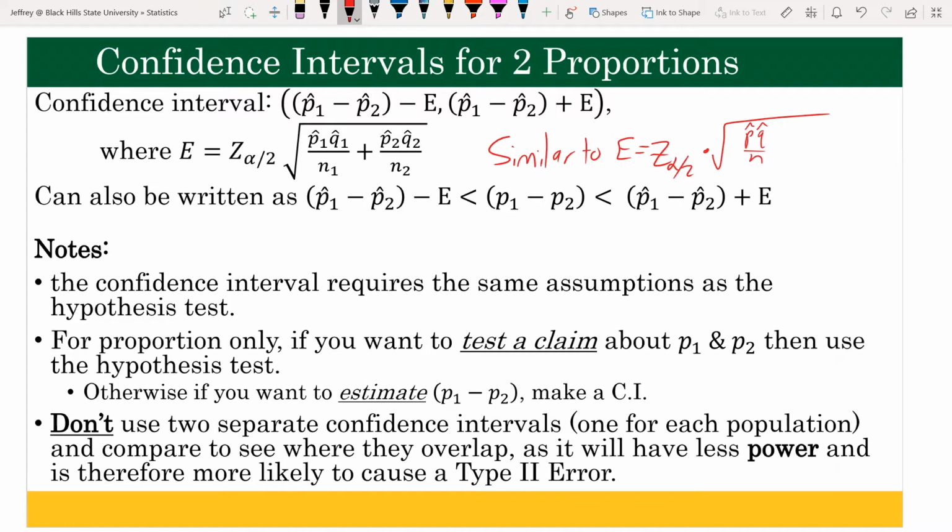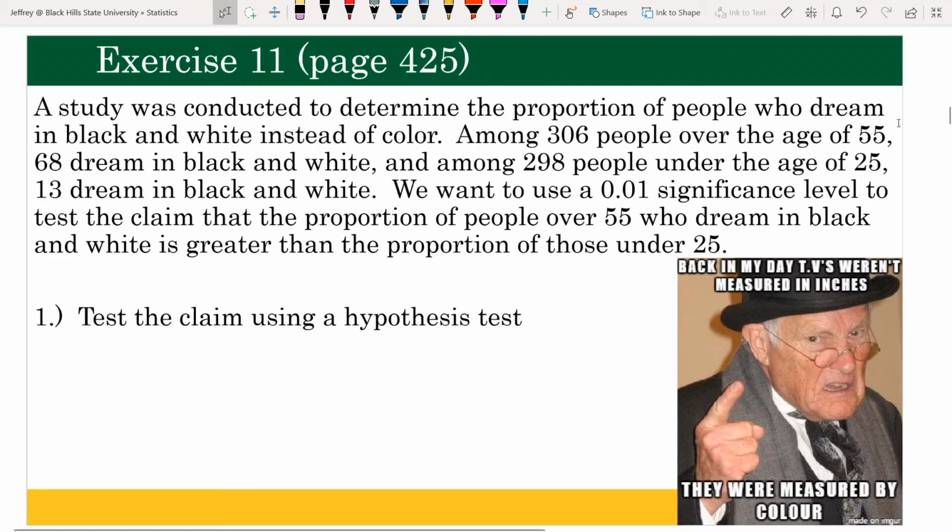But in general, if you are trying to test a claim, you always want to use the hypothesis test. Otherwise, if you're trying to estimate what the difference between P1 and P2 is, we want to use a confidence interval. So in this example, we're going to basically do both the hypothesis test and on the next slide, we'll do the confidence interval for the exact same data.